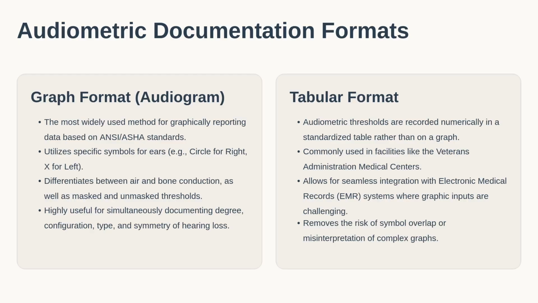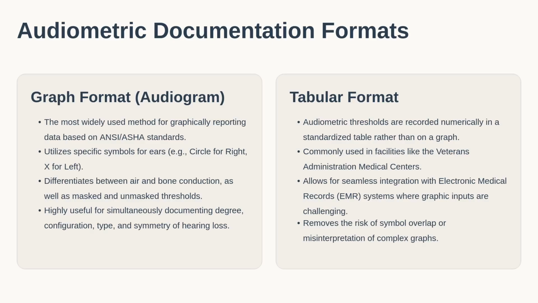While the traditional graphical format, the audiogram, is great for quickly visualizing the degree, configuration, and symmetry of hearing loss, it isn't the only way. Some facilities like the VA medical centers and the military rely heavily on a tabular format where thresholds are simply recorded as numbers in a table. This often integrates much more cleanly into EMR systems and avoids the messy visual overlap of masking symbols.